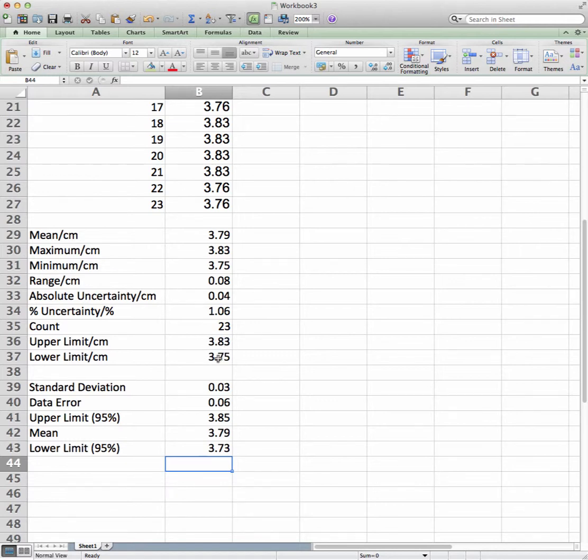So what we have here is when we look at the max-min statistics, we're saying that the data ranges between 3.75 and 3.83. When we do norm-based statistics, bell curve and normal distribution-based statistics, we see it's 3.73 to 3.85. So in other words, what this means is that the data is actually more spread out. The data tends to be outliers.